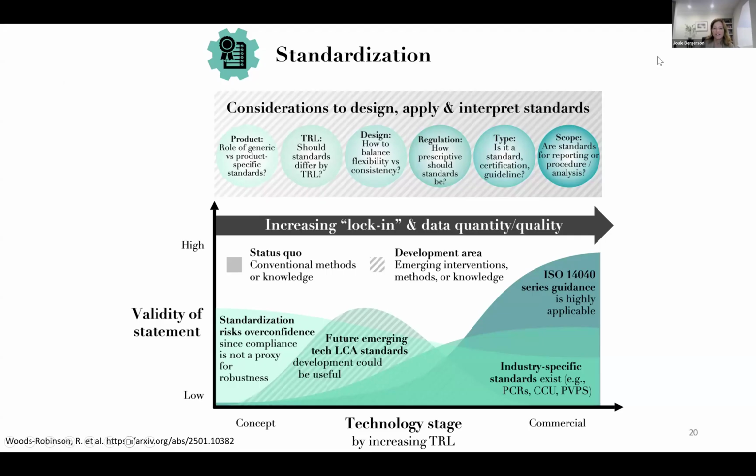On the x-axis is the technology stage, right? So the technology readiness: is it a concept or is it a commercial technology, and that spectrum of developing the technology? And then on the y-axis is how valid is each of these statements, right? So the bigger the height, the more valid it is. On the commercial side, on the right-hand side, the ISO 14040 series is what it was designed for. So it's highly applicable, right? Not that you shouldn't use it for every stage of the technology, it's just that it's very applicable at the commercial stage, and it goes a long way to helping you get robust results.